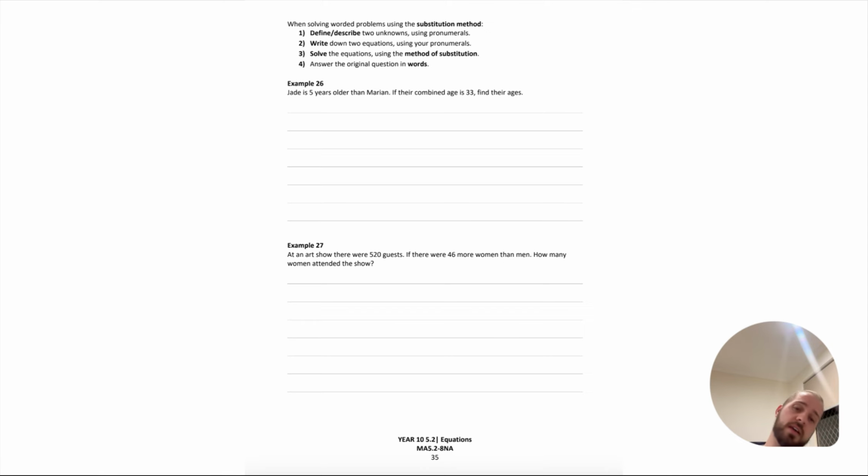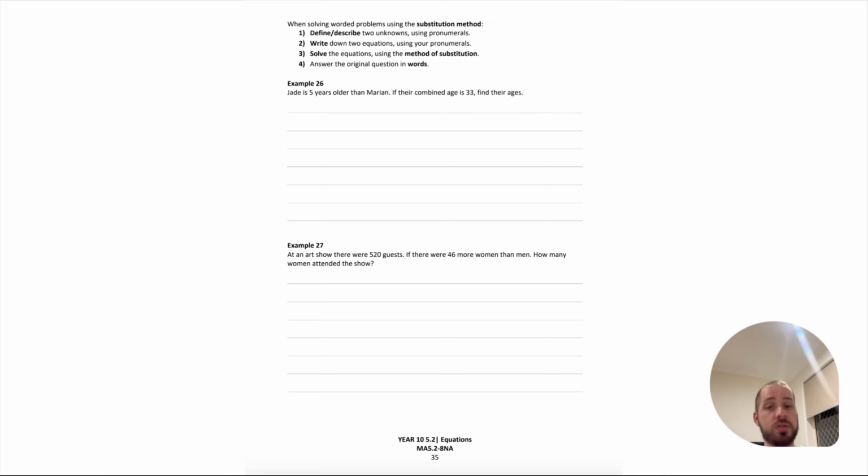Okay, so we've got our key content highlighted, and we've circled what they need us to find. So we've got Jade is 5 years older than Marion. As an equation, how can we write that down, do we think?